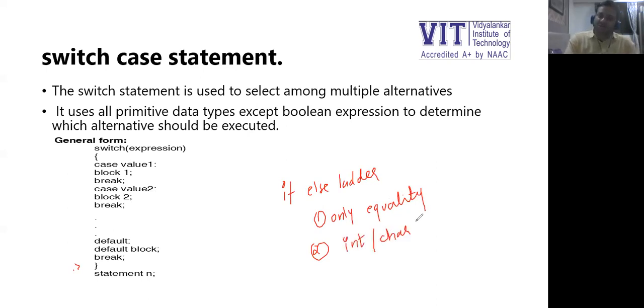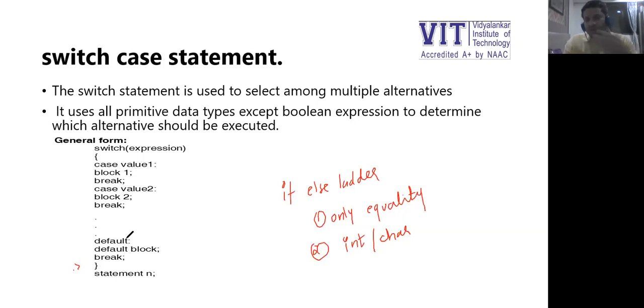This is how it is, simple. The expression value is compared to case value 1. If true, block 1 is executed, break, and control is moved out. If the expression is not equal to value 1, then it is checked with value 2. If true, block 2 is executed, and break will take the control outside the switch. Now if none of the above case values match, then the default block is executed.